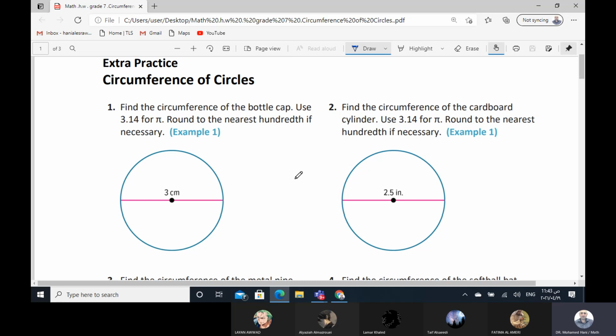Math grade 7. Today we want to revise circumference of circles. Today we have extra practice. This practice is the homework of yesterday. Who carried exercise number 1, please?